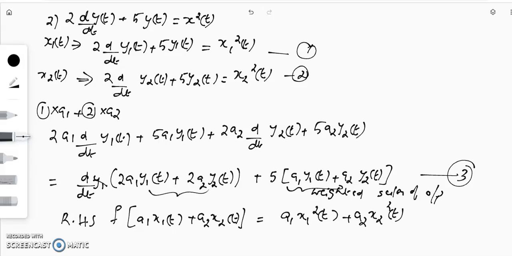ഇത് രണ്ടും weighted sum of output തന്നെയാണ്. പക്ഷെ ഇവിടെ നോക്കുക, നമുക്ക് a1 x1t plus a2 x2t എന്നല്ല കിട്ടിയിരിക്കുന്നത്. പകരം എന്താ കിട്ടിയിരിക്കുന്നത്? a1 x1 square t plus a2 x2 square t. That means here weighted sum of output is not equal to the weighted sum of input. That means equation 4ൽ തന്നിരിക്കുന്നത് നമ്മളുടെ ഇൻപുട്ടിന്റെ സ്ക്വയർ ആണ്. പക്ഷെ നമുക്ക് ഔട്ട്പുട്ടിന്റെ സ്ക്വയർ അല്ല വന്നിരിക്കുന്നത്. That means the weighted sum of input does not produce a weighted sum of output. So hence this system, it is a non-linear system.